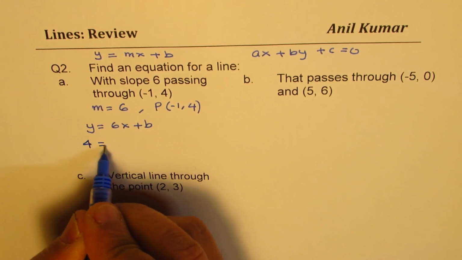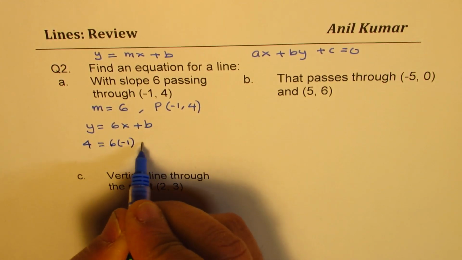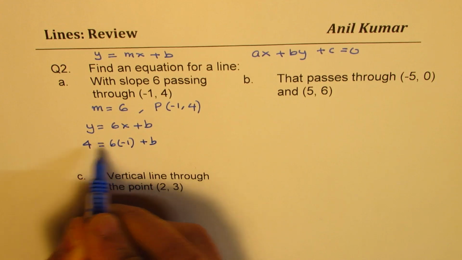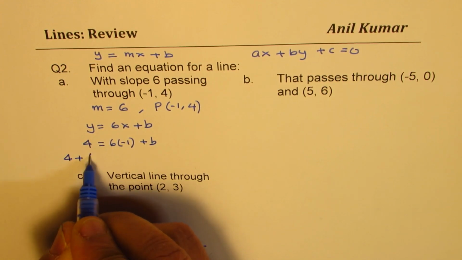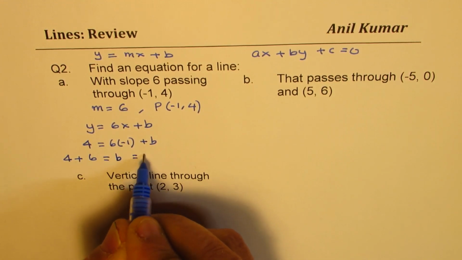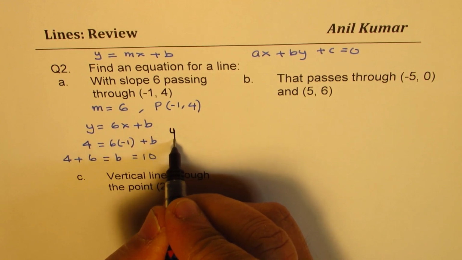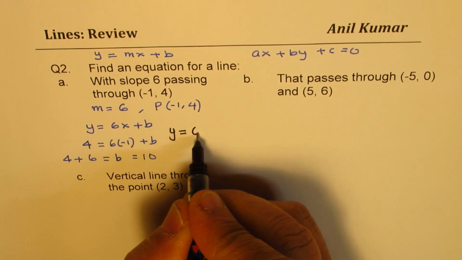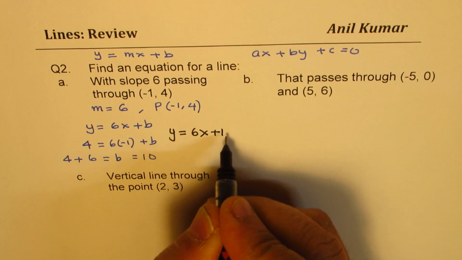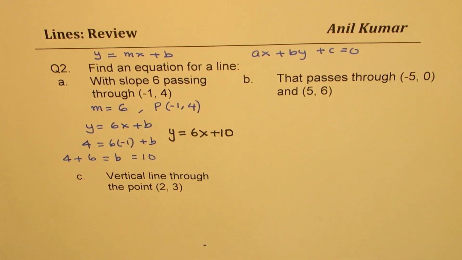So we can write 4 here, and 6 times minus 1 plus b. Bringing this to the left, we get 4 plus 6 equals b. So b is 10. Once you know that b is 10, you can write down the equation, since slope is already known to you as 6. And therefore, the equation of this line should be y equals 6x plus 10. Correct? So that is how you'll do it.